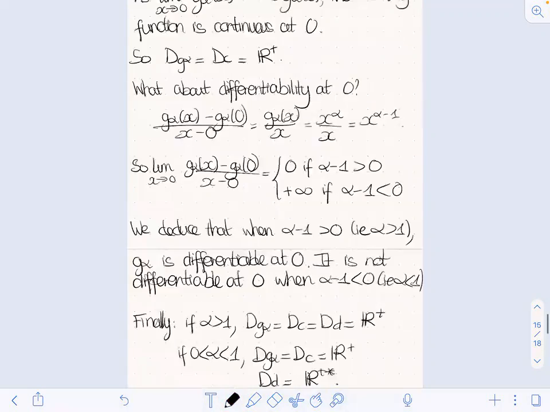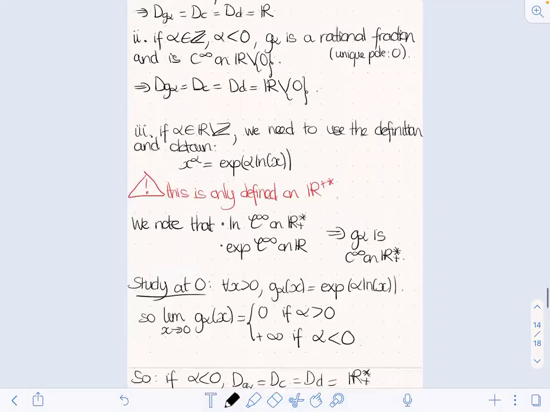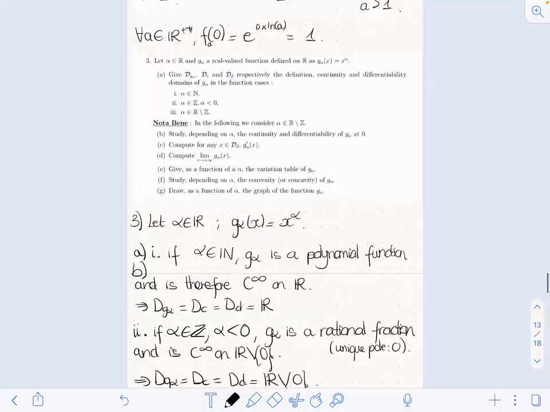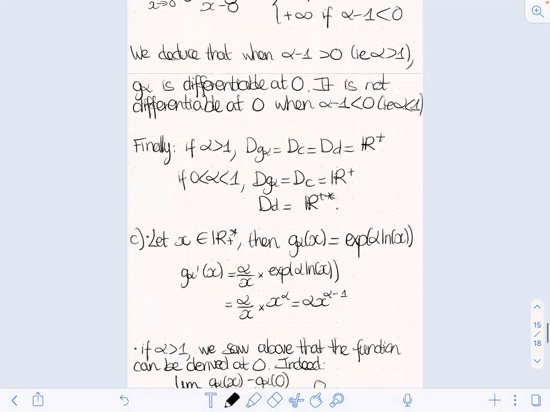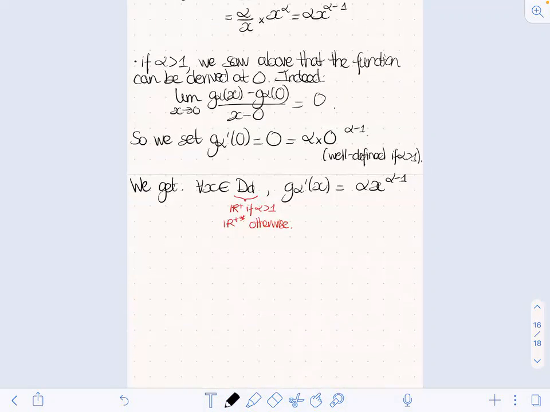But before we give the variations of the function, I think there's a limit to compute. So it's the limit at plus infinity of this new function. So let's have a look. We want the limit when x goes to infinity of g alpha of x.